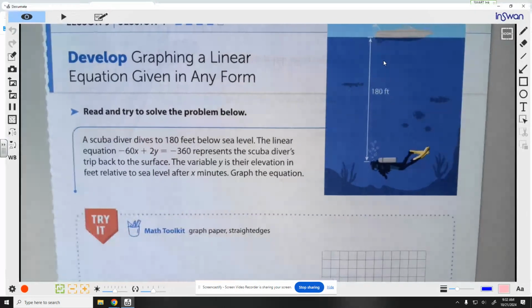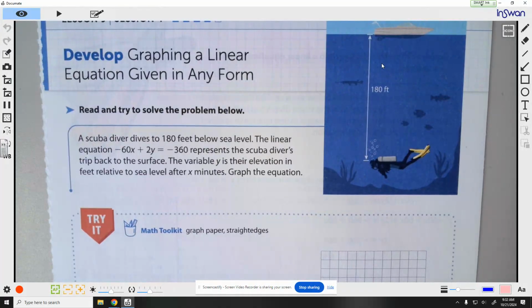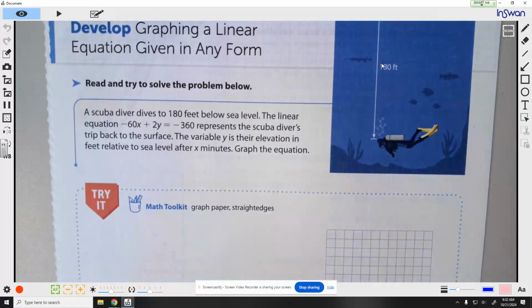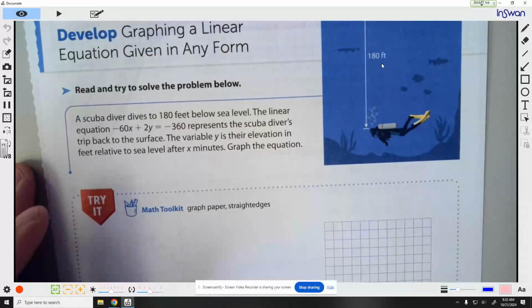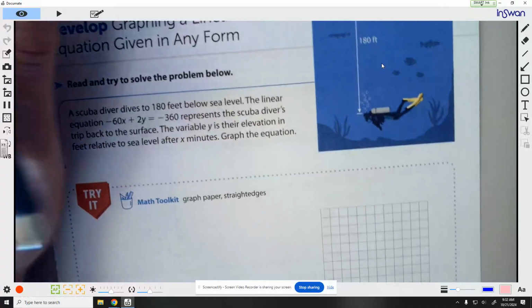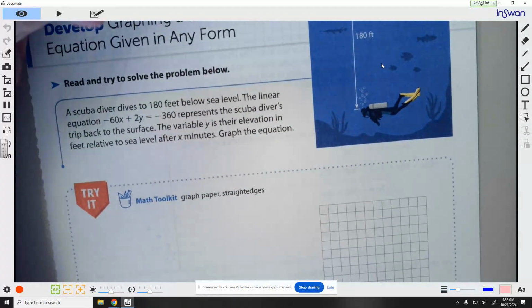All right, for today's lesson, we're going to need page 215, okay? That is page 215, page 215. So lesson 9, session 4 starts off with a problem about this scuba diver.